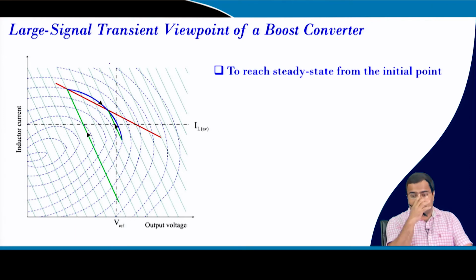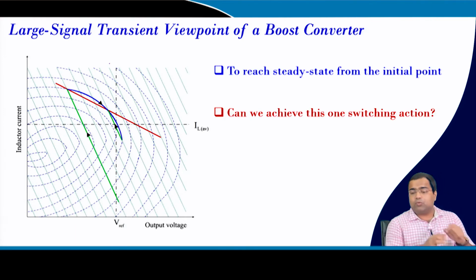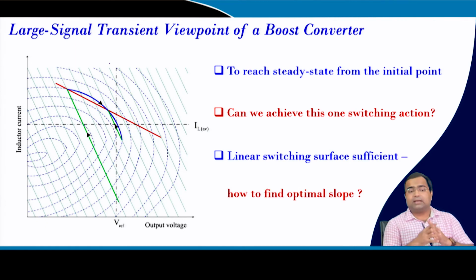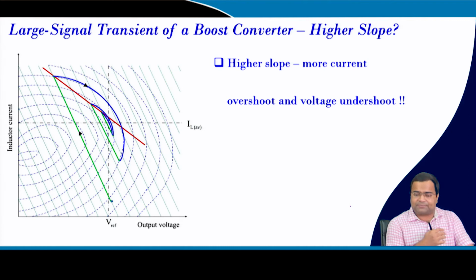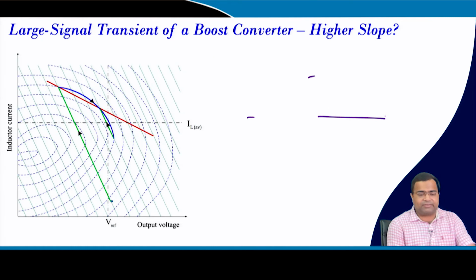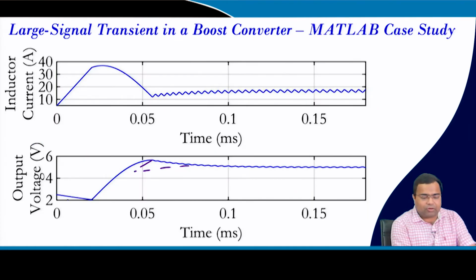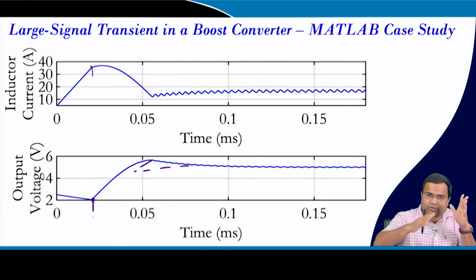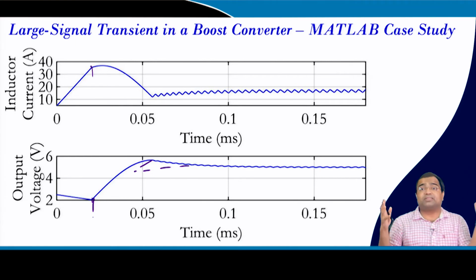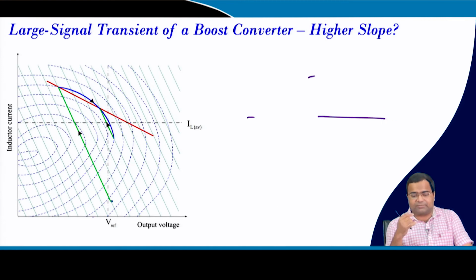So, that means to reach steady state from any initial condition, we can achieve this in one switching action. Yes, a linear switching surface is enough, but we need to find the optimal gain that we have seen. Now, if we increase the slope, the current overshoot and voltage undershoot also increase, because even if you see the voltage undershoot here, it will also increase because your on time is large. So, in boost converter that is the problem. In boost converter, if your on time increases, the voltage undershoot also increases, because the voltage discharges this time, and that is not the case for buck converter. Okay, so that means your voltage undershoot increases.